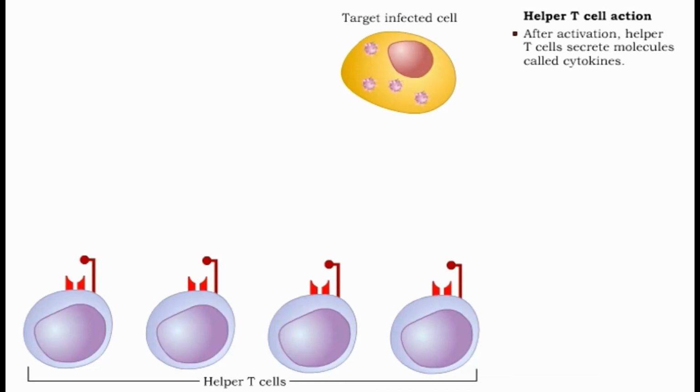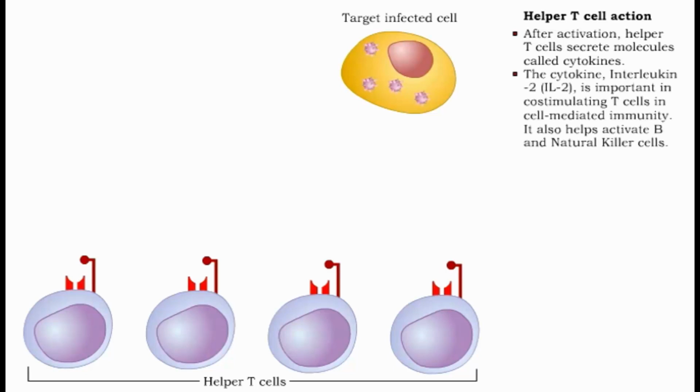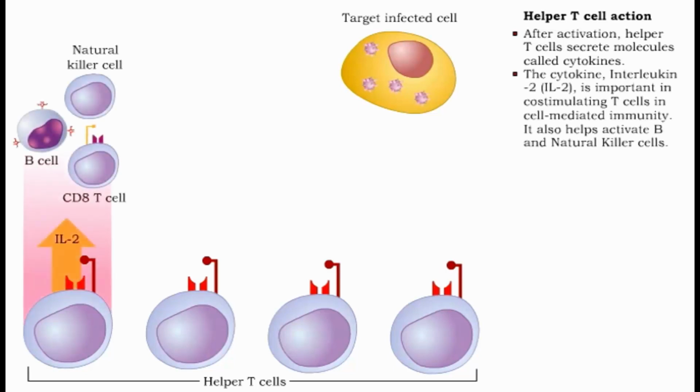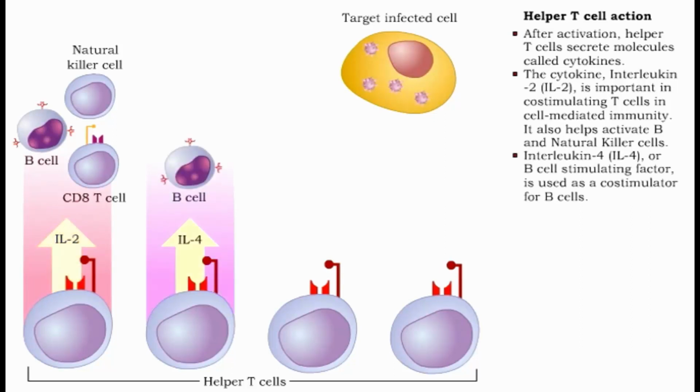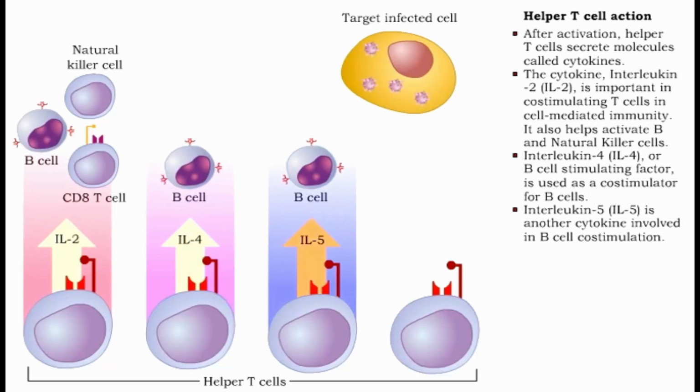Once activated, helper T cells secrete cytokines. One cytokine is interleukin-2, which is important in most immune responses. It is also known as T cell growth factor, since it acts as a co-stimulator for T cells. It also enhances the activation of B cells and natural killer cells. Other cytokines are interleukin-4, or B-cell stimulating factor, and interleukin-5, which is also involved in B-cell co-stimulation.